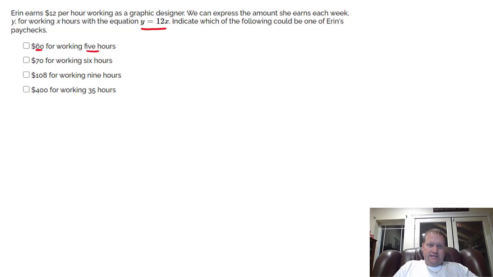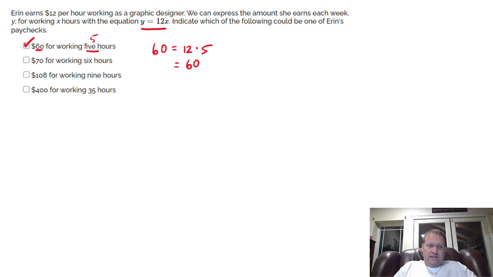So y is 60, and that equals 12 times x. X happens to be 5 hours. So 12 times 5 is 60. So this is a yes. It is possible to work for 5 hours and earn $60.